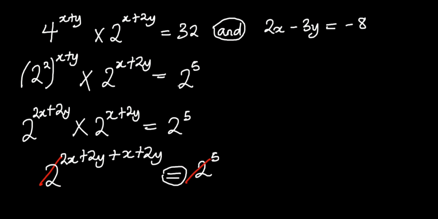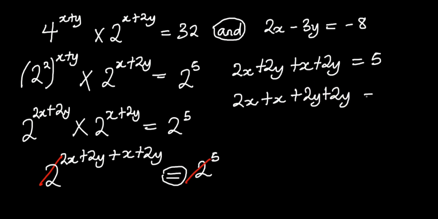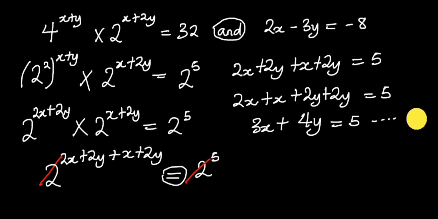So let me write this out here. That means 2x plus 2y plus x plus 2y there should give us 5. Now let's collect like terms. 2x is like with x, and then 2y and 2y there, and that is equal to 5. 2x plus x is 3x, and then 2y plus 2y is going to give us 4y, and that's equal to 5. So we can call this equation 1, because we can't collect any other like terms there.